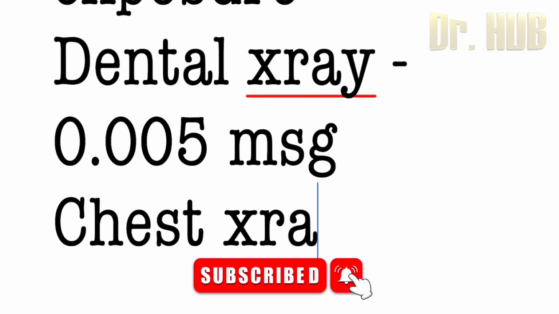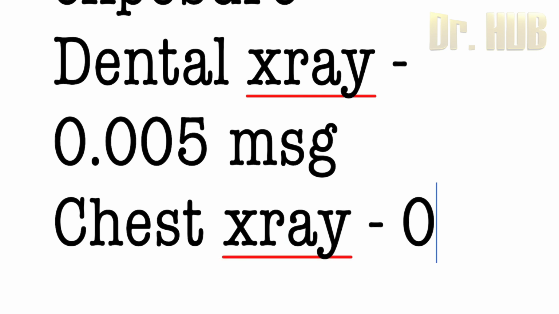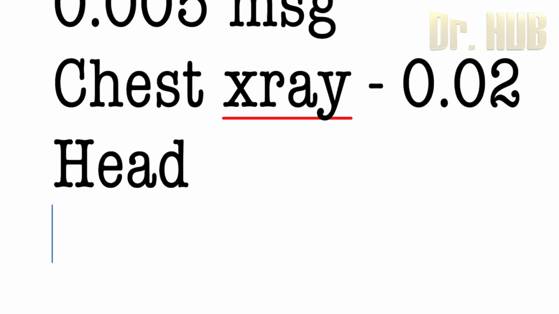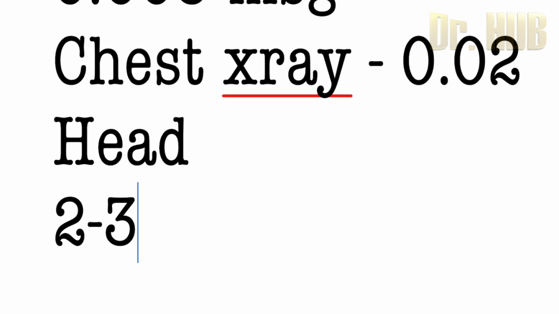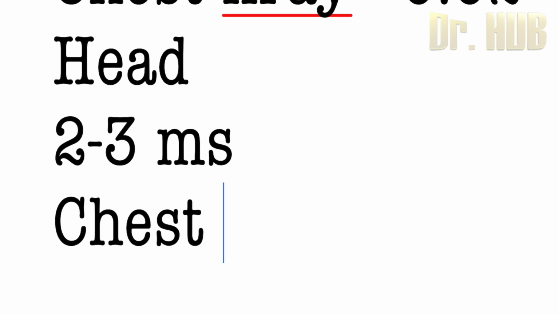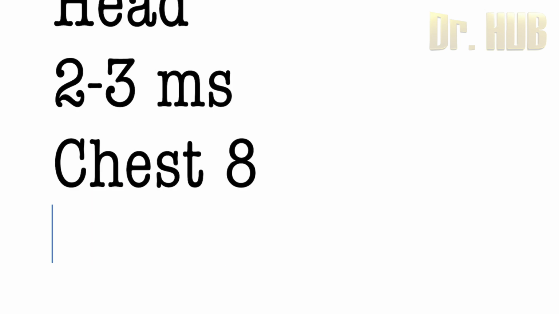Next, moving on to the chest X-ray. The chest X-ray will again be 0.02 mSv. Looking at the CT scan of the head, the CT head is going to include 2 to 3 mSv. Then moving on to the CT scan of the chest, the chest is going to be 8 mSv. So the head is 2 to 3, the chest is 8, and then the whole body scan.